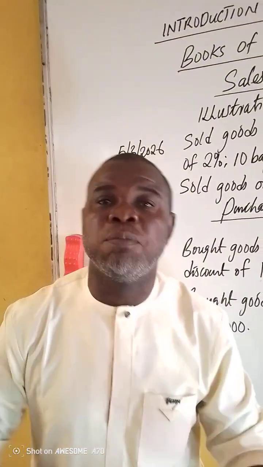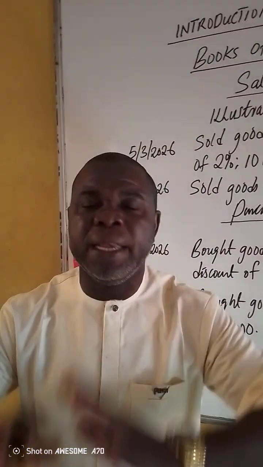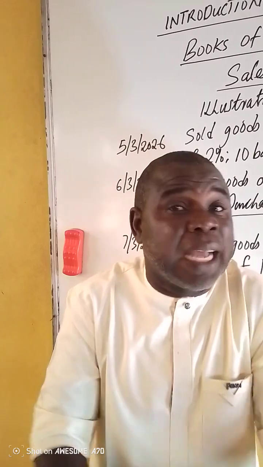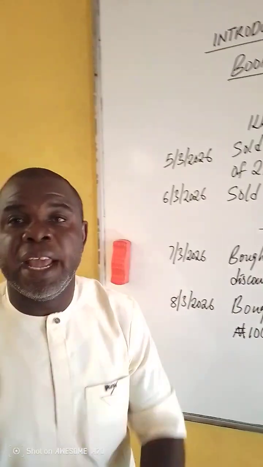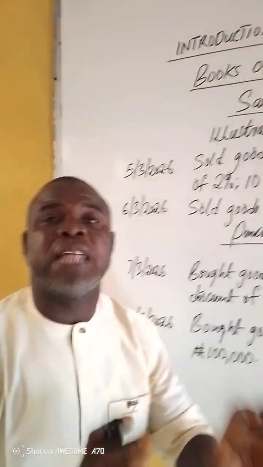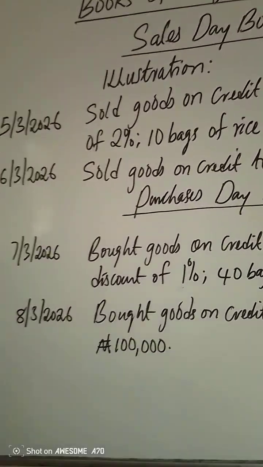If assets like motor vehicle, furniture, equipment, anything that is not goods is purchased on credit, and you take it to the Purchase Day Book, you will get it wrong. Here the emphasis is only on goods that are purchased on credit. So let's look at the illustration.